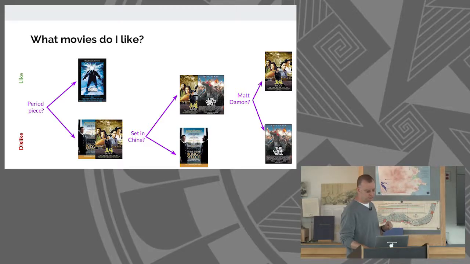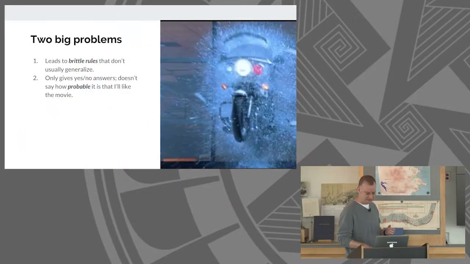But then, I actually really liked Hero. So maybe I like Chinese period pieces, but not non-Chinese period pieces. But then I don't think anybody liked The Great Wall, so I have to say, well, maybe if it doesn't have Matt Damon, then I like it. So this rule is obviously really complicated, right? And it probably won't apply to many other movies that I might see. How many other period piece Chinese movies with Matt Damon am I plausibly going to see in my life? Probably not many, hopefully not many.